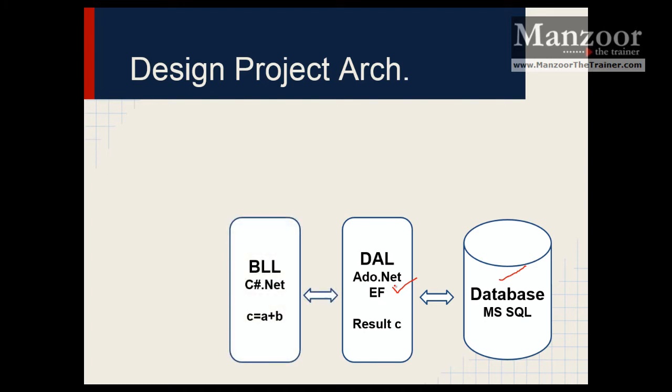and my business logic layer will be again in C#. Like I'll be performing my business operations. If A plus B is my business operation, I'll be performing it in the business logic layer, and finally I get the result C. I'll pass it to the data access layer so that the data access layer can store this result into the database. So my business logic layer will be again in C#.